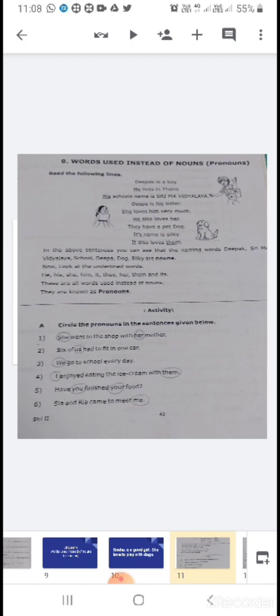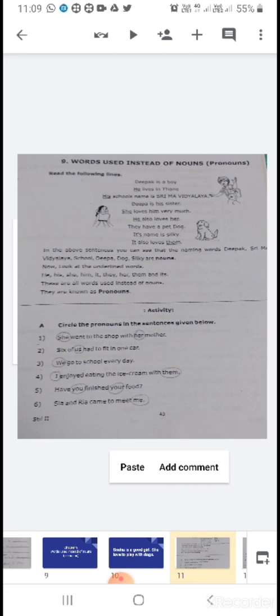Next is they have a pet dog. Its name is Silky. So here another animal is joined. They have a pet dog and we always use its for animals or things. So its name is Silky. We use its for the dog. Now it also loves them. It is used here for the dog and them is used for Deepak and Deepa.